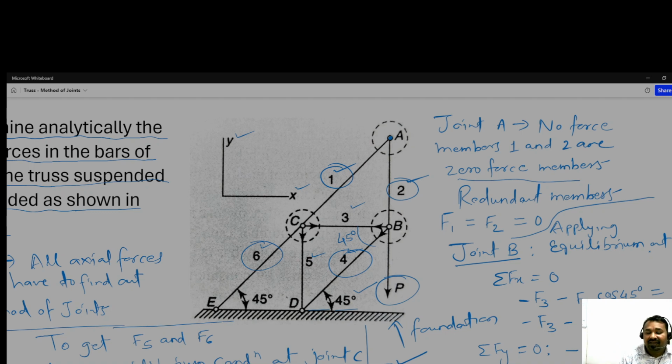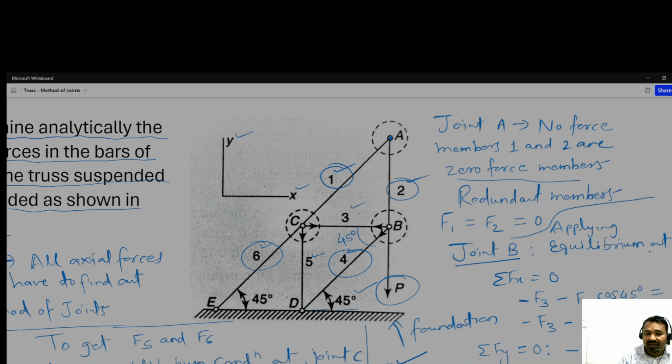Then what do we have to do? At B and C, these are the only two joints. Okay, start from here, and see what unknown forces we can get. So you start from where the least members are subjected. Like at B, how many members are there? At B, this one, 2 is already 0. Then members 3, 4 and P, 3 forces are there.